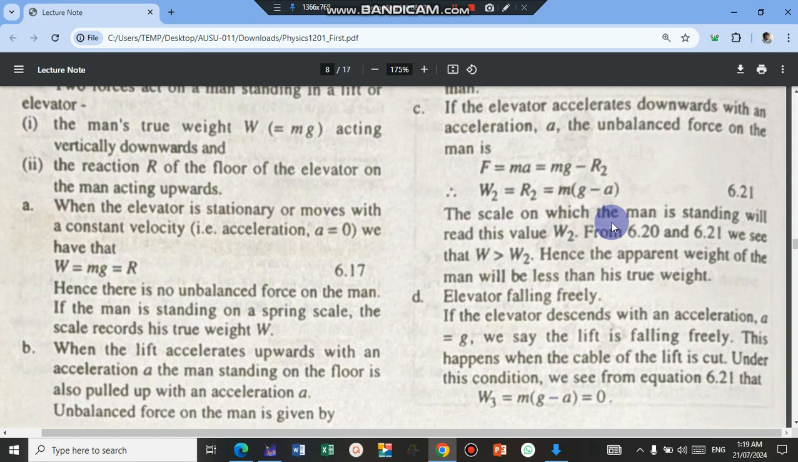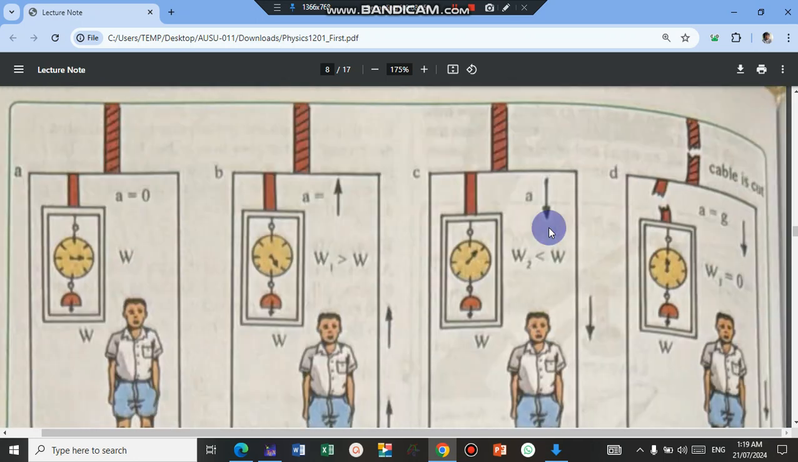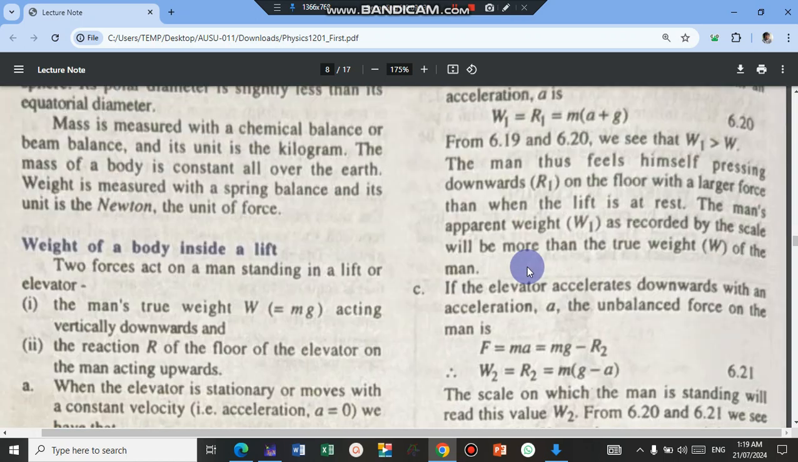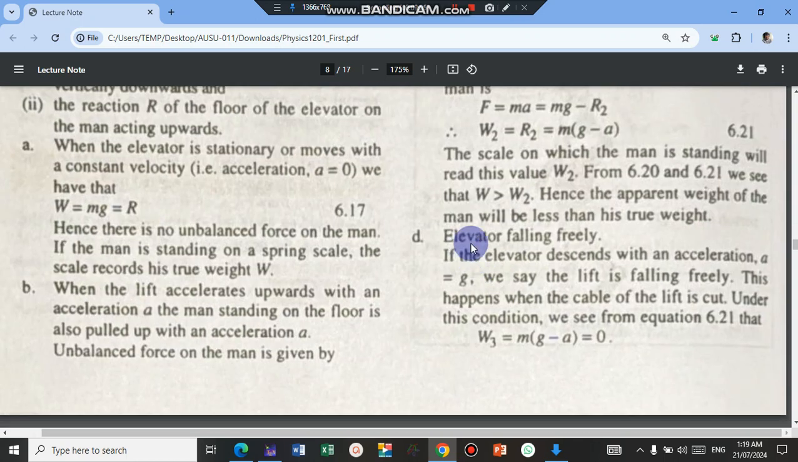They say the scale on which the man is standing will read this value W2, and when you compare these two equations, we see that the true weight of the man is greater than W2, and this is indicated here from the scale. You can see here when you count, this is 0 1 2, but here 0 1, which is less than the true weight of the man, and this one, greater than the true weight of the man, is here, and you see it goes beyond that. Okay, that is it. Finally, they say hence the apparent weight of the man will be less than the man's true weight.